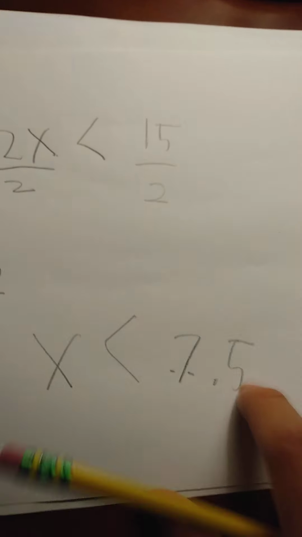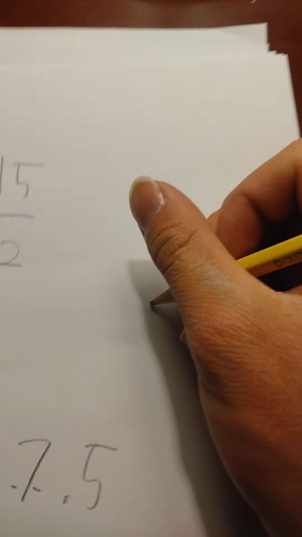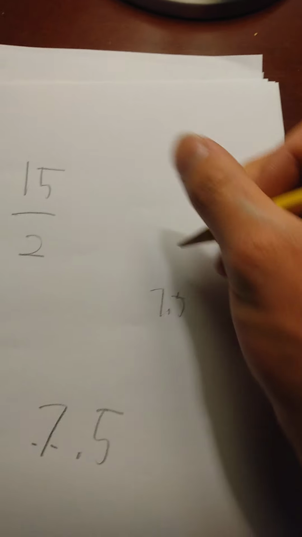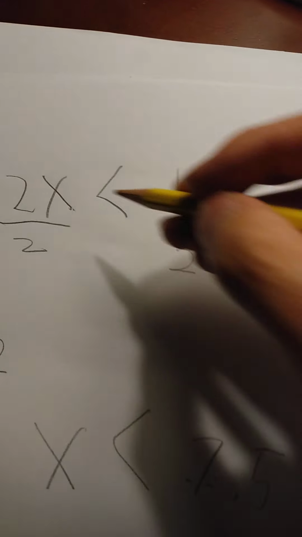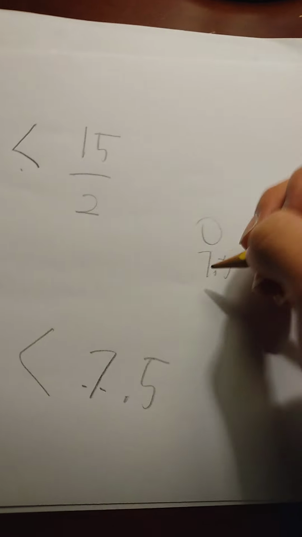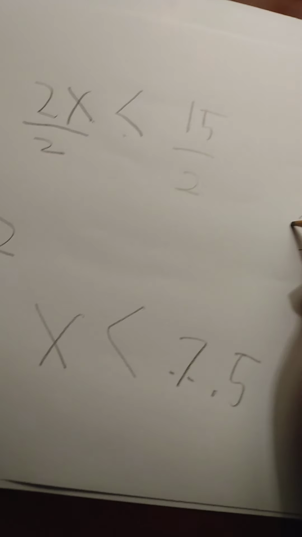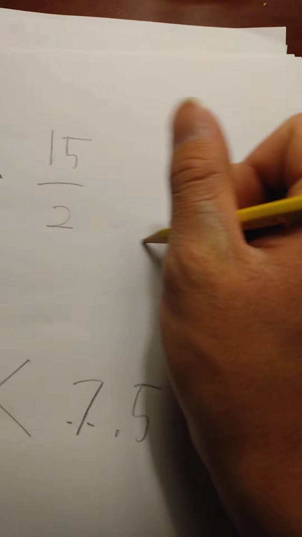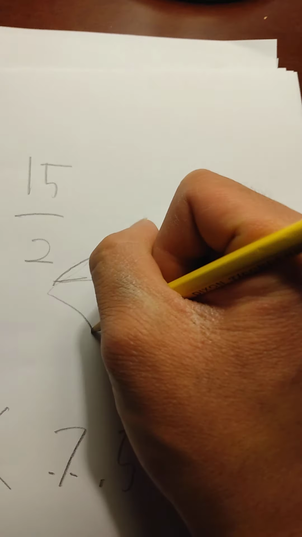So, this is our answer: x is less than 7.5. If we put this on a number line, 7.5 here, we have an open bubble because it's not including 7.5. So x would go this way towards 0.